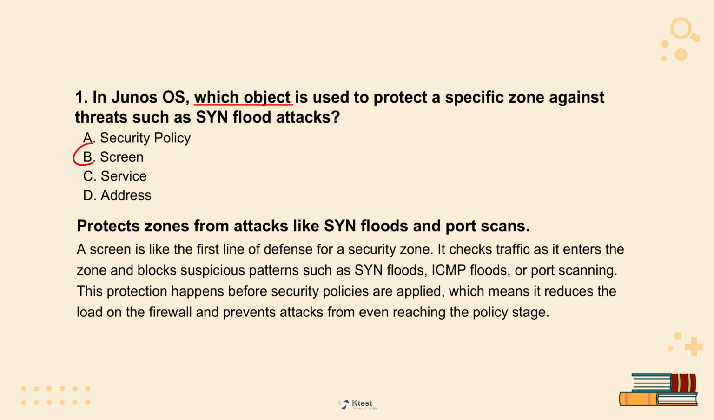Exactly. It drops the obviously bad stuff right at the door. And that saves a lot of processing power, right? Keeps the device stable, lets legitimate traffic through without getting bogged down. It's different from a security policy, which comes later and decides if legitimate-looking traffic is allowed or denied based on rules. That difference is key, isn't it, between screening out the obvious junk early and then applying policy to the rest. So a screen isn't just a wall. It's more like an intelligent shield checking for known bad patterns right at the door.